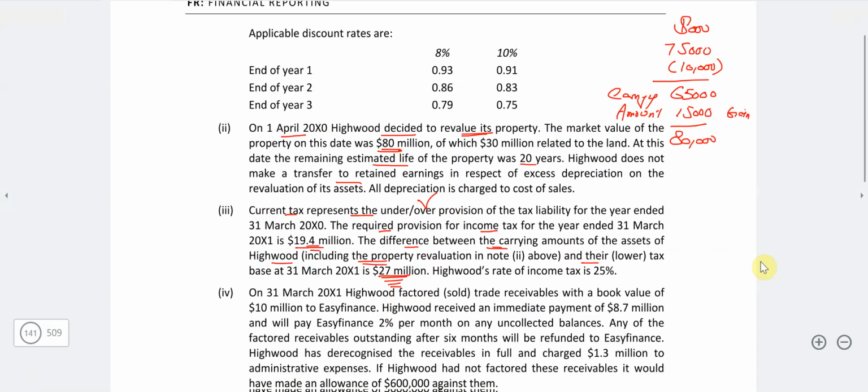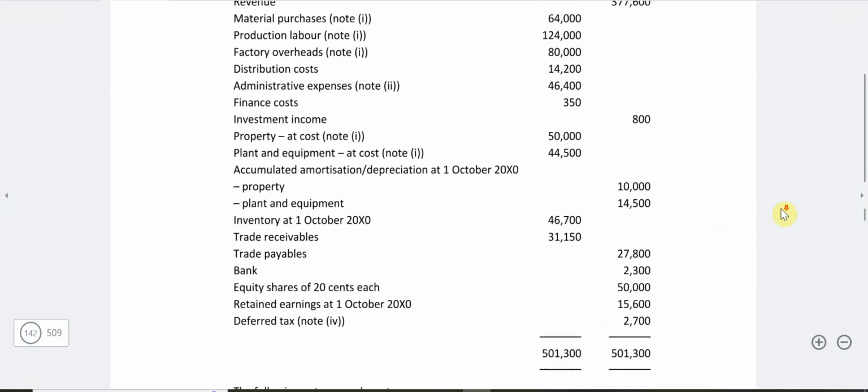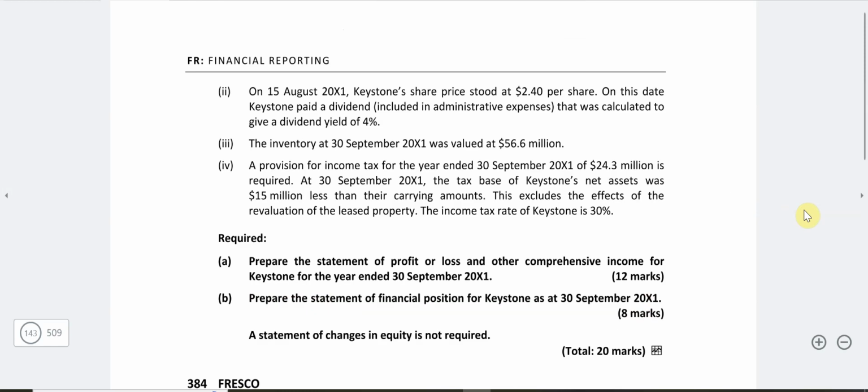The next question from your Kaplan kit again is Keystone. Okay, this Keystone. So let's see within the trial balance where we have this deferred tax. There's only deferred tax, and we don't have any current tax in this question. And it is on the credit side, so it represents the deferred tax liability. And this is the opening deferred tax liability of 2,700, and they have the note number 4 for us.